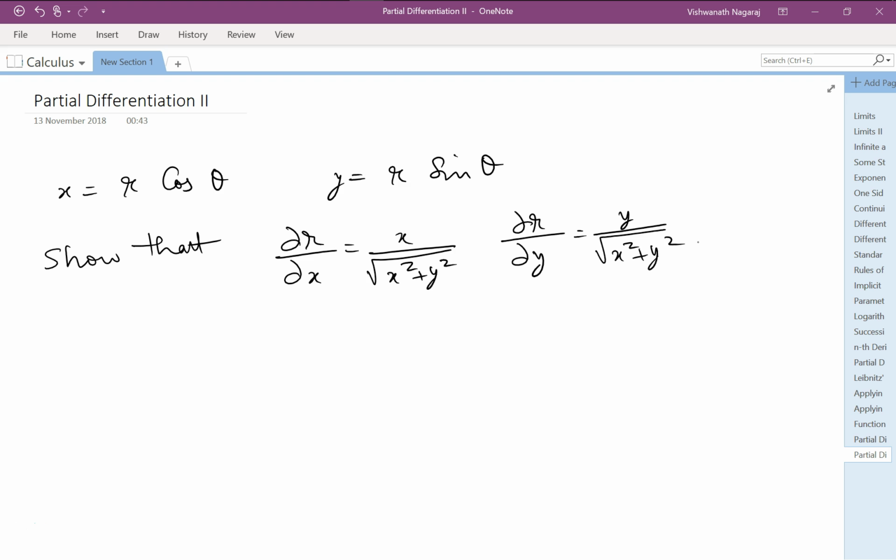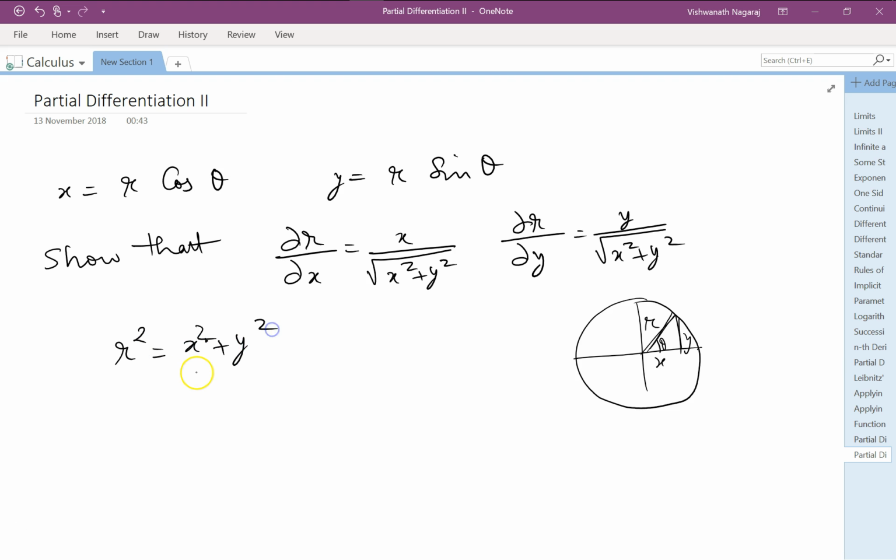Okay, now how do we go about doing this? Somewhere you have x square plus y square. Yes, you need to remember your trigonometry. In that we would have seen this. This is x, this is y, this is r, and this is theta. So if you remember this, immediately you know that we have to use r square is equal to x square plus y square. If you have any doubt, what you can do is do the actual squaring.